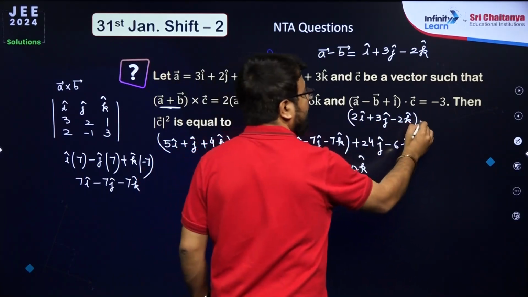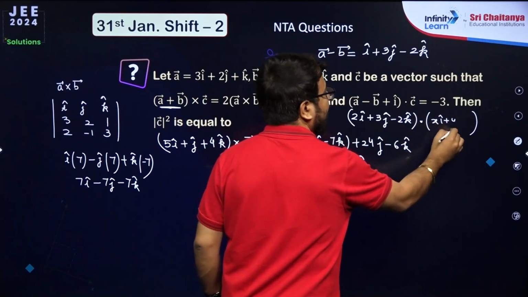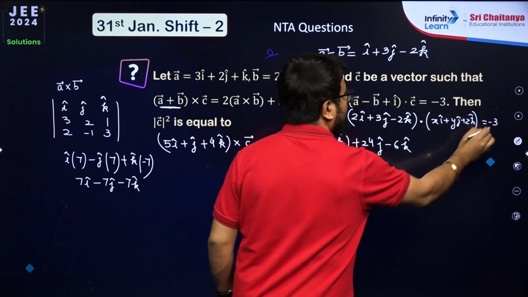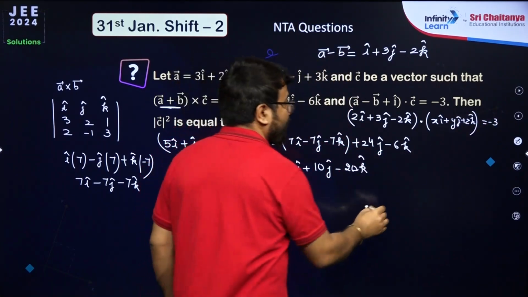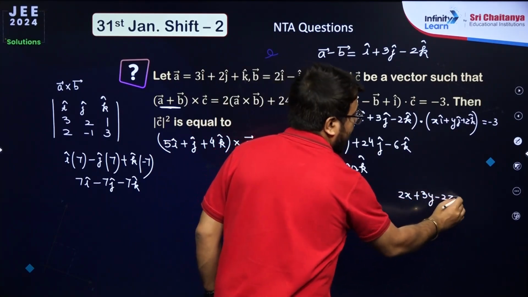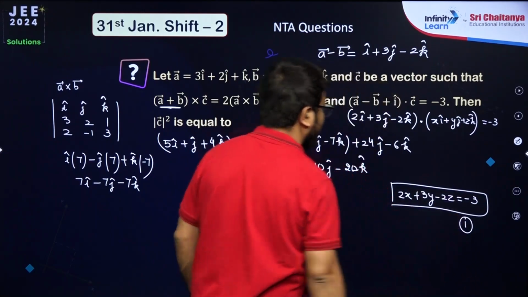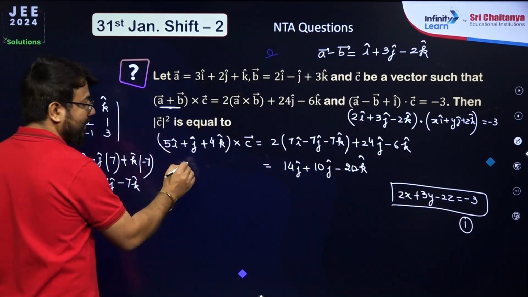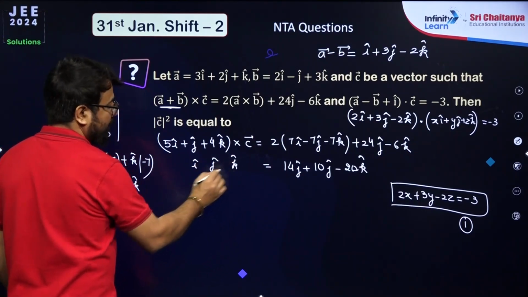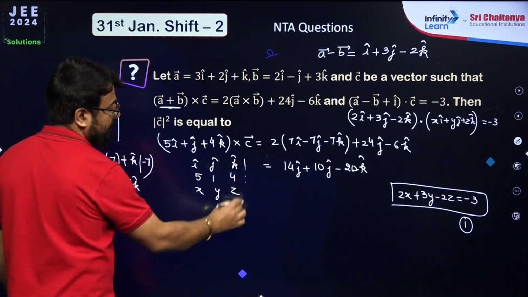And it is taken dot with, for example, let us consider c vector to be (x, y, z), and I want to get the value of x, y, z. So I will be able to get one relationship, that is 2x plus 3y minus 2z is equal to negative 3. This is the first relationship between x, y, z. From here also I can find the second relationship. How? Here it will be the cross product. 5, 1, 4 I am writing as it is and here it will be x, y, z.